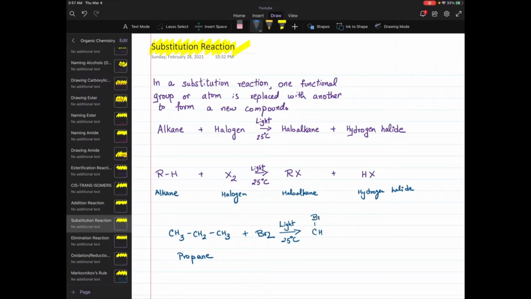The bromine could go on the first carbon. In that case, it will become CH2Br, CH2, CH3. So that's one of the isomers you can make.